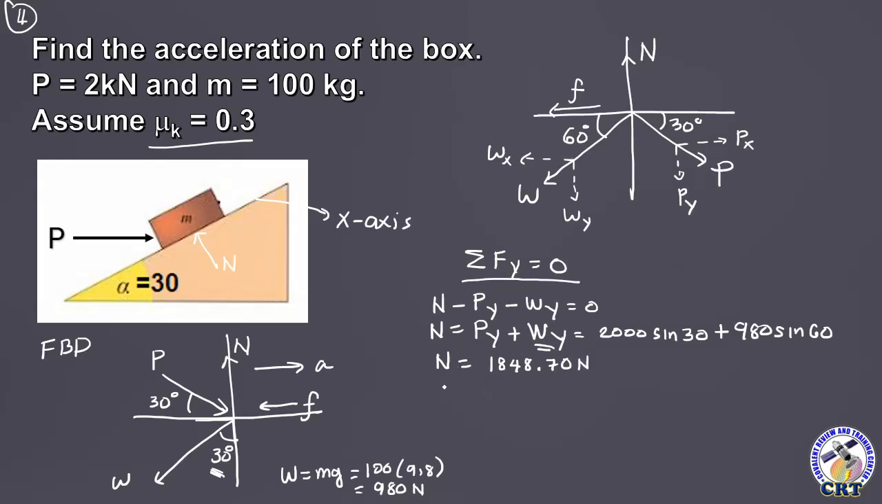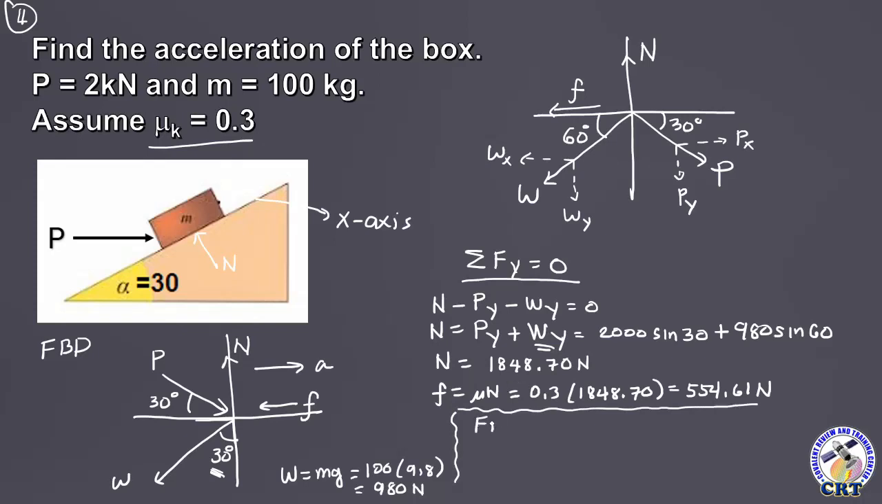And solving for F, this is mu N. So this is 0.3 times 1848.70. And this will give us 554.61 newtons. So let us now solve the acceleration using F net equals ma.